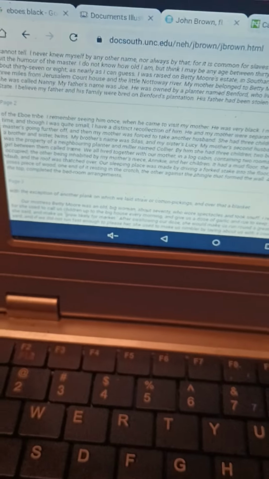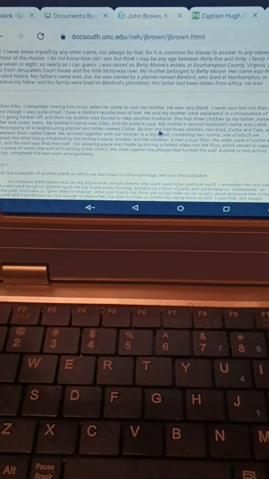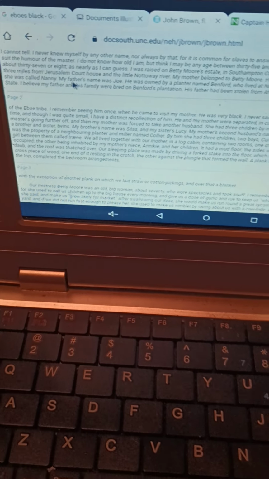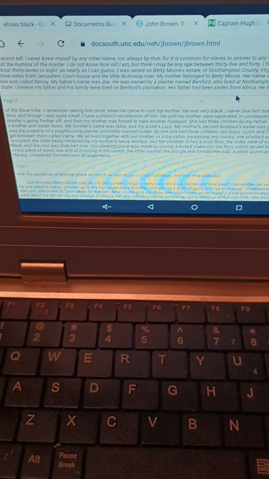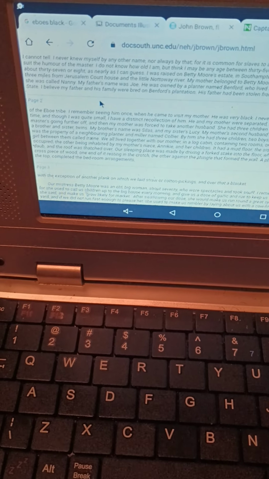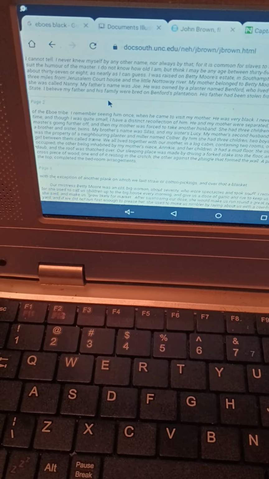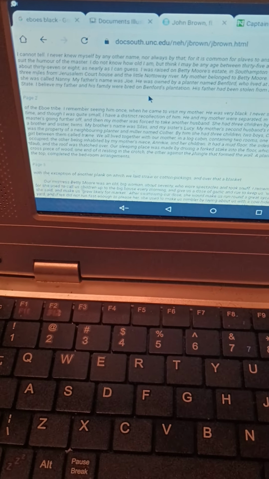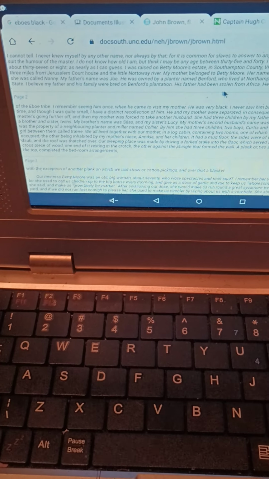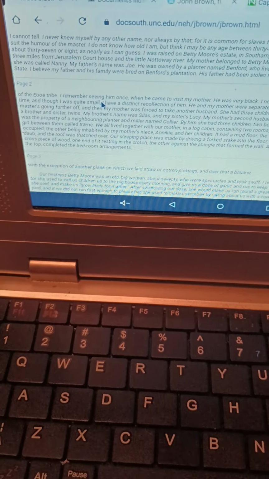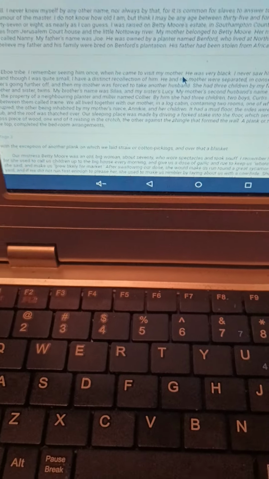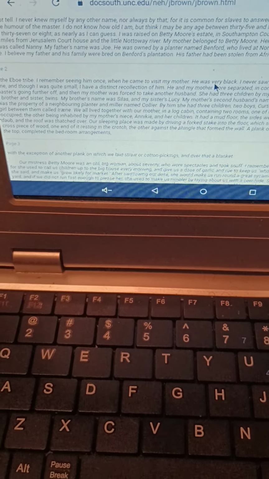He says, my father's name was Joe. He was owned by a planter named Benford, who lived at Northampton, in the same state of Virginia. I believe my father and his family were bred on Benford's plantation. His father had been stolen from Africa. He was of the Igbo tribe. I remember seeing him once when he came to visit my mother. He was very black. Okay, so in this case, you have one who was very black.